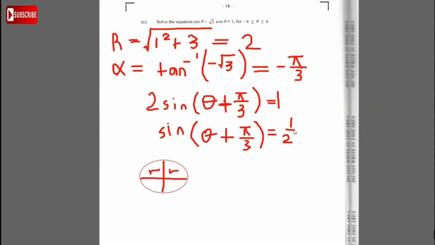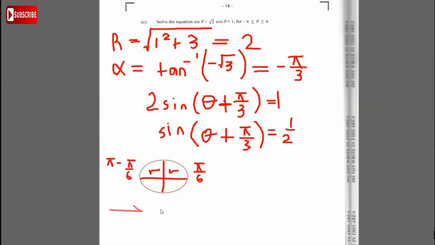And so now you take sine inverse of a half. Sine inverse of a half will give you the angle in the first quadrant, your principal acute angle, and that is pi by 6. So the angle in the second quadrant is going to be pi minus pi by 6. And that is what's going to give you your possible solutions for this.